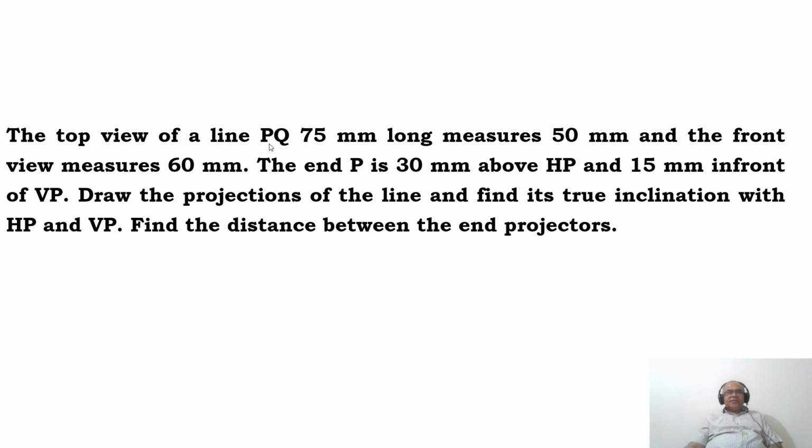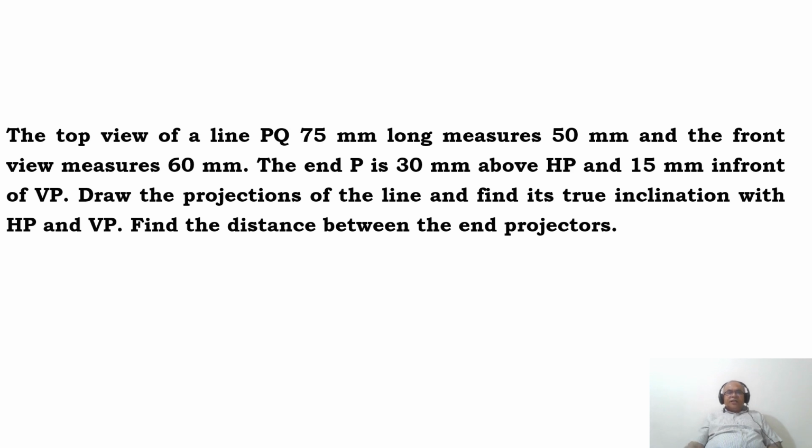So here, it says the true length of the line PQ is 75 mm. The length in the front view measures 50 mm. That means he has given the length of the front view, but he has not given the inclination. He has given the true length, but the inclination of the true length is not given. And he has given the top view, but the top view inclination is not given. But the end P is fixed. P is 30 mm above HP and 15 mm in front of VP.